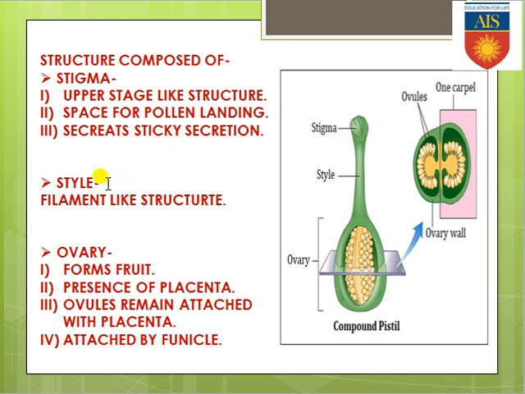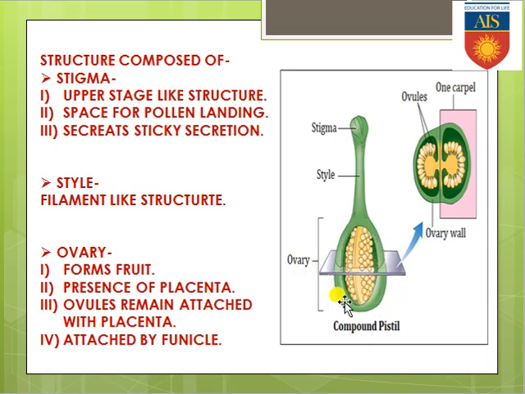Next you can see that is the style. Style is a filament like structure. In the figure you can see just under the stigma, this is a filament through which the pollen tube can run or proceed during the time of pollination. So for that reason style is present. Another function of the style is to hold the stigma portion. That is also another function. And the lowermost portion, this is the ovary.